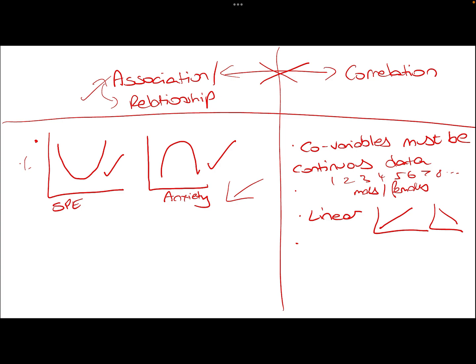So that's what's necessary. That's all you really need to know. So please don't be using the term correlation unless it is indeed a correlation: linear data and continuous data. Otherwise, use the term association or relationship.